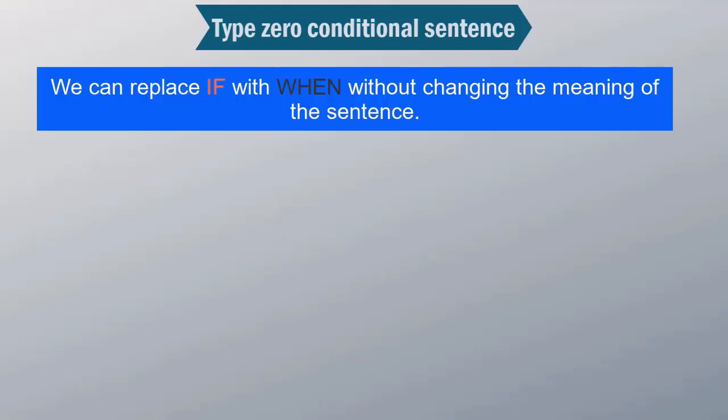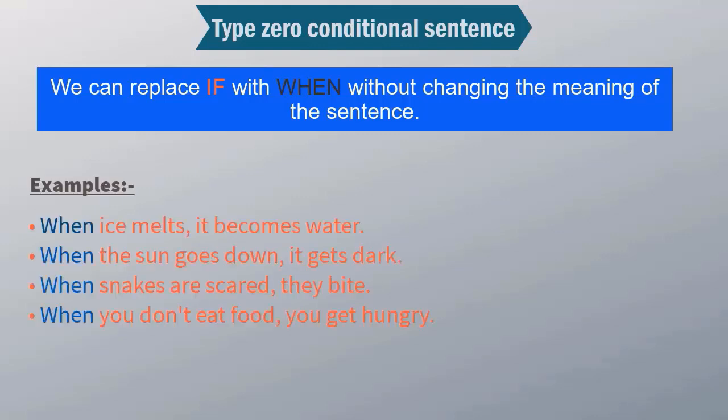Let me also tell you one interesting thing. We can use when in place of if without changing the meaning. We do it all the time. Let me show you some examples. When ice melts, it becomes water. If ice melts, it becomes water. When ice melts, it becomes water. One and the same thing. Both the sentences give the same meaning.